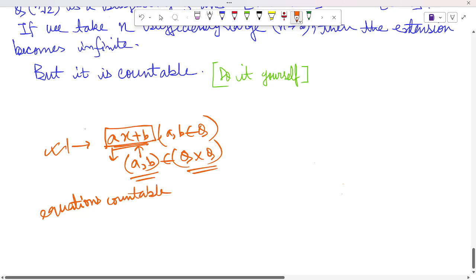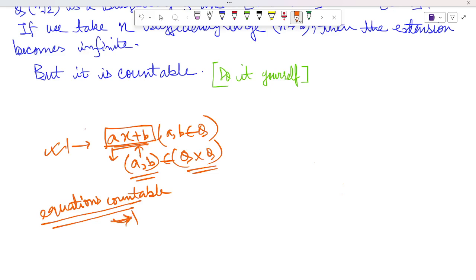Now each such equation gives me one root. So the number of roots from a countable collection of these equations is countable.